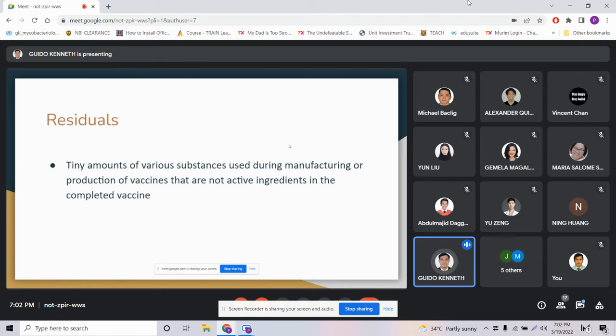The residuals are tiny amounts of various substances used during manufacturing or production of vaccines that are not active ingredients in the completed vaccines. So these residuals depend on the process used, and may come from cell culture mediums, egg proteins, or other animal-derived ingredients, culture cells, yeast, antibiotics, or inactivating agents such as formaldehyde.